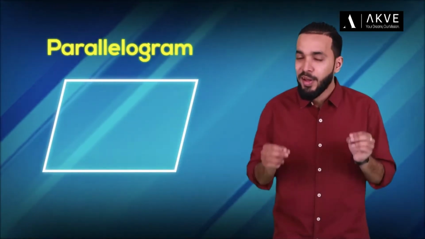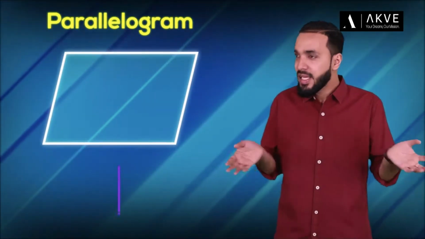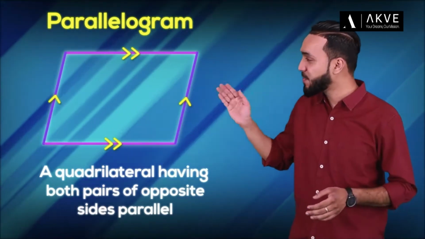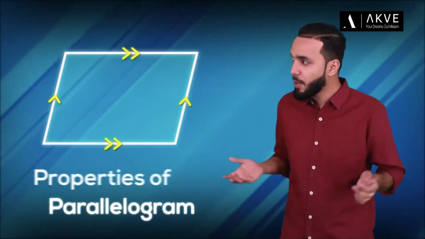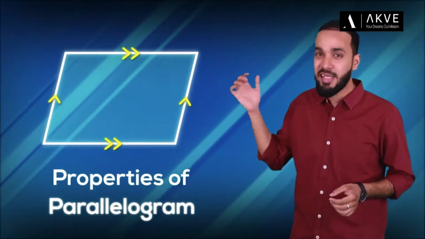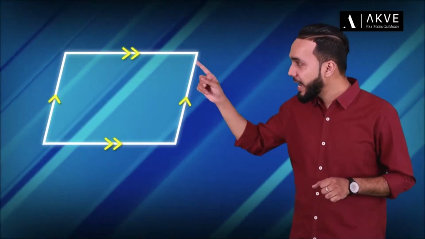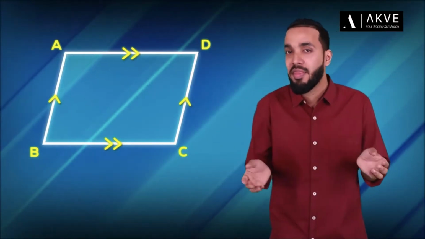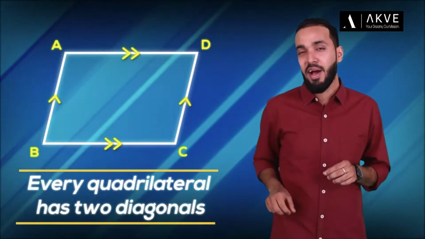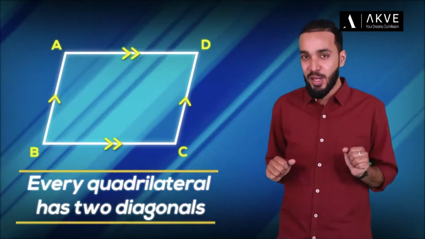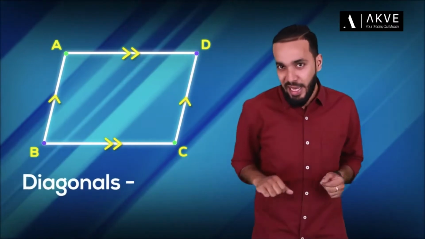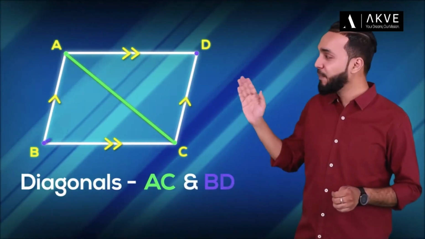We already know that a parallelogram is just a quadrilateral having both pairs of opposite sides parallel. Now, to study the properties this parallelogram exhibits, let's just name it A, B, C, D. We have studied that in every quadrilateral there are only two diagonals. So, joining the non-adjacent vertices over here, we get the diagonals AC and BD.